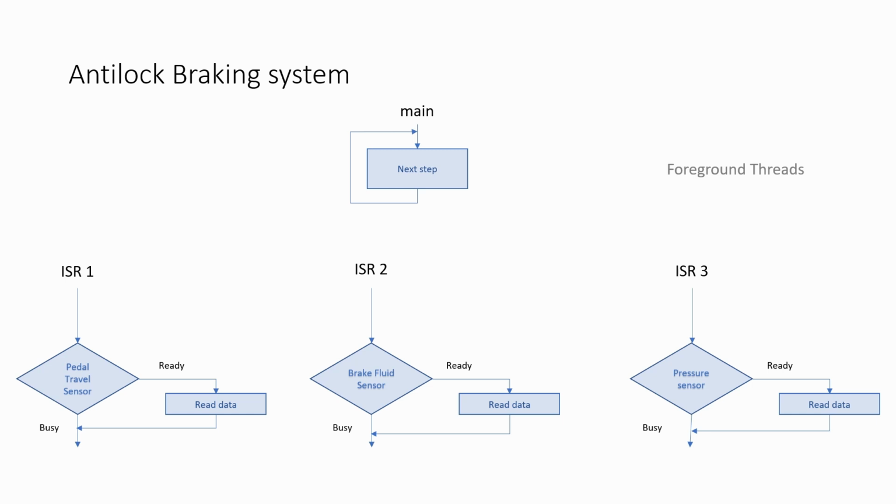Just consider the main function or the main thread right over here as task 1, the pedal travel sensor thread as task 2, the brake fluid sensor thread as task 3, and the pressure sensor thread as task 4. In order to execute all the tasks to derive the right results within the set time constraints, we are going to design a thread scheduler.